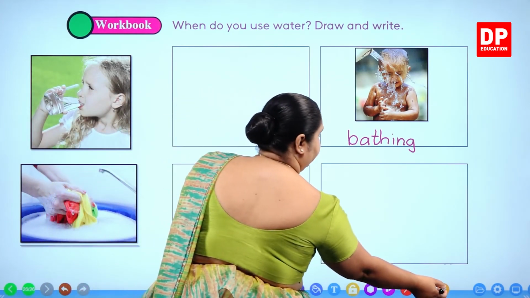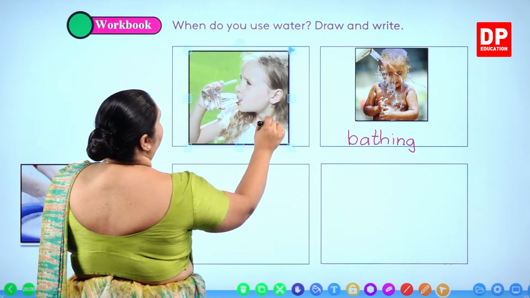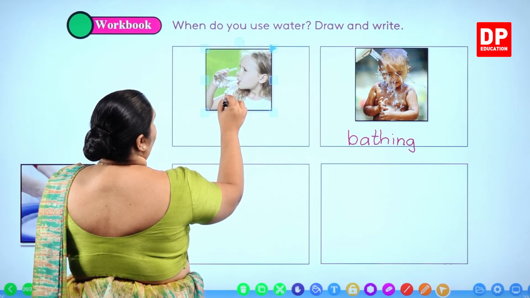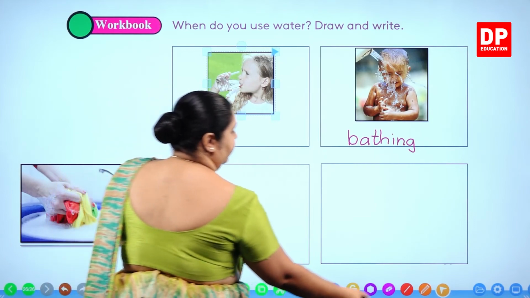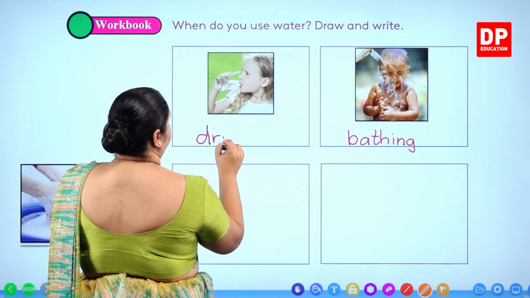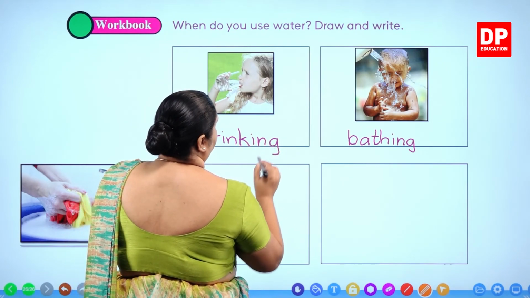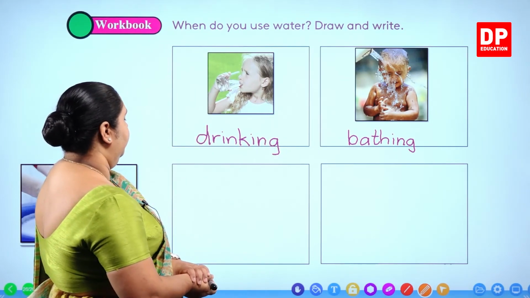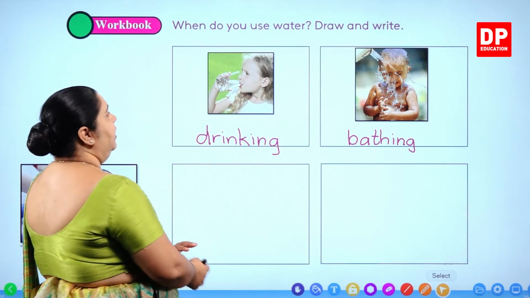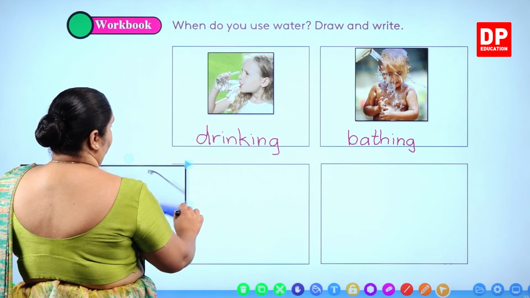Then what is our next picture? You have to draw. Okay. Now my second picture, I need water to drink. I need water to drink. So now I will write drink. Drink. I need water to drink. Drinking water. Bathing, drinking. Okay? Right. We have to have 4 pictures now. Right. Now I'm going to bring another picture. When do you use water? I need water for washing.